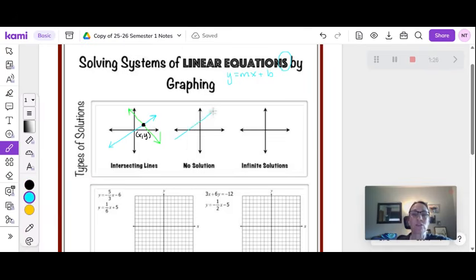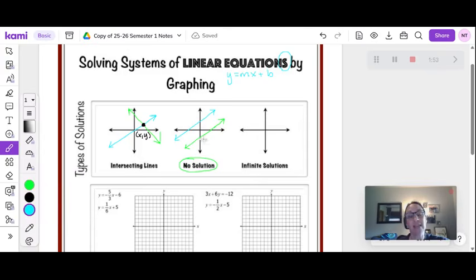Another type of answer we could get is if we graphed one line that ended up there and we graphed another line that ended up here. Where do these two lines cross? Nowhere, right? They're parallel lines. And so that system would have no solution because there aren't any places where those two lines cross.